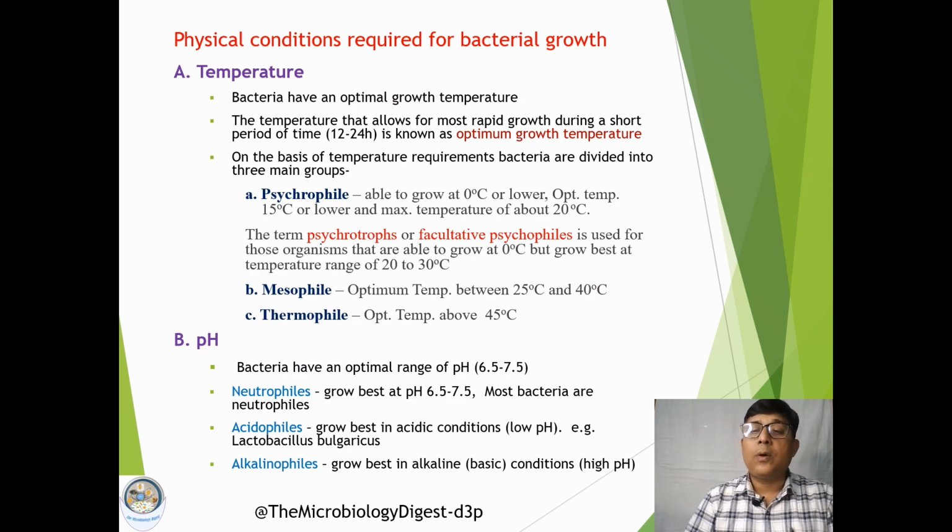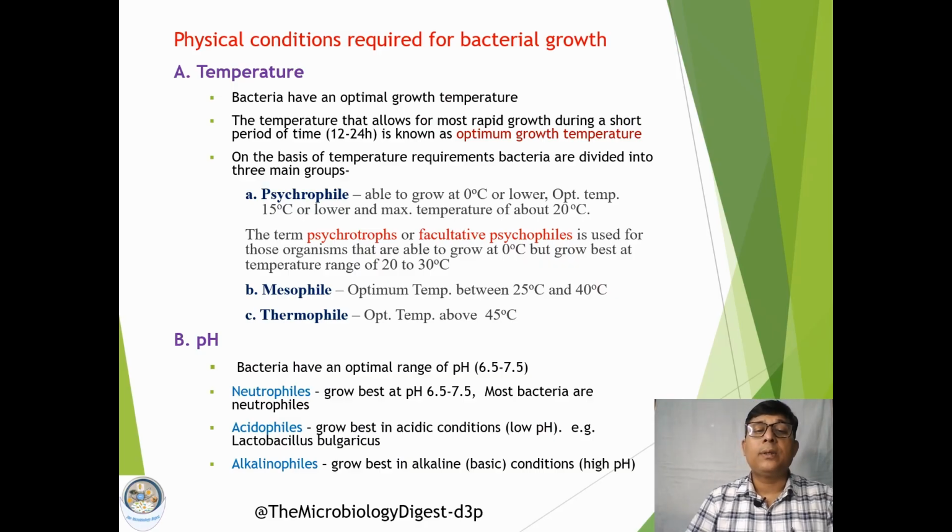Then the second group of organisms, based on temperature requirement, is the mesophiles. Their optimum temperature is from 25 degrees centigrade to 40 degrees centigrade. Within this range, this group of organisms can grow.